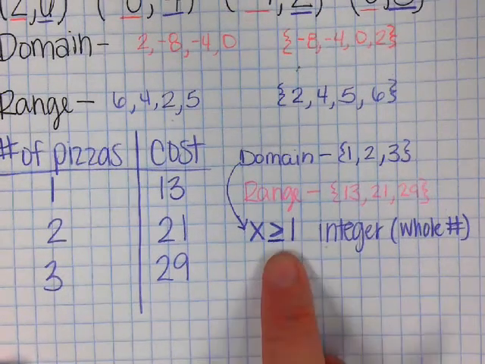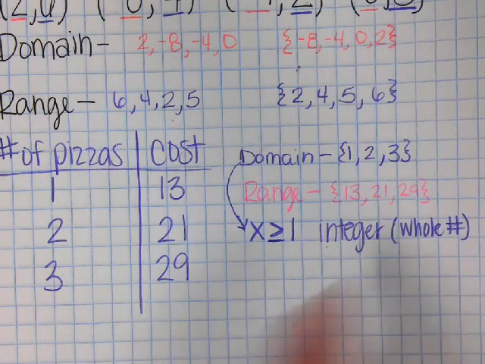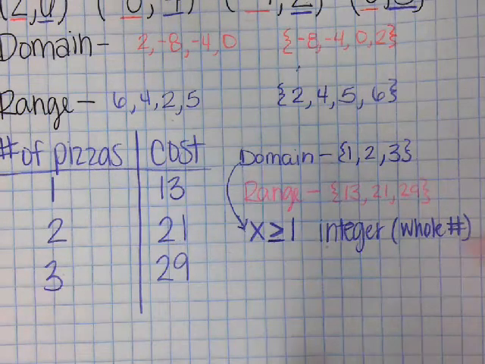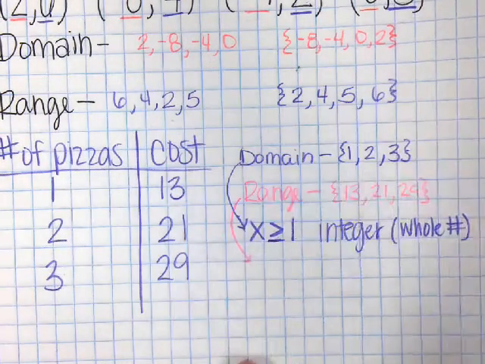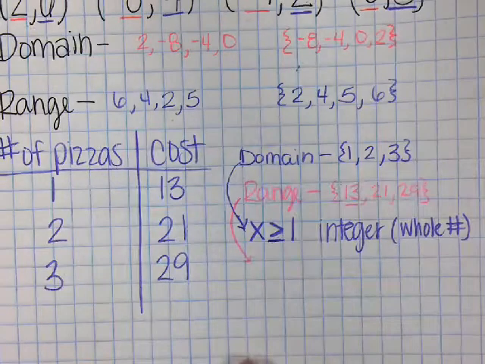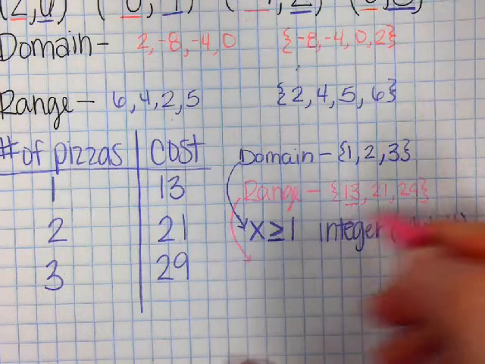So you can order any number of pizzas as long as it's at least 1, and as long as it's a whole number. You can't order half of a pizza. You can't order 3/4 of a pizza. Now, range, you would do the same way. What's the lowest you can spend on that pizza? Or what did they tell you you can spend?